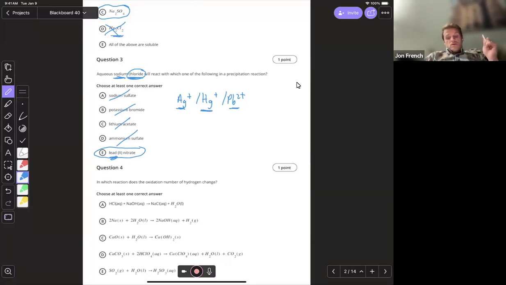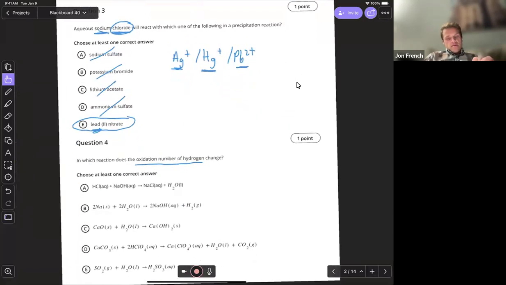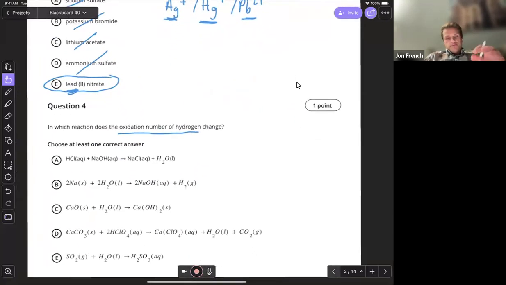All right, question 4. Question 4 is a tricky question. It is a little bit harder than the other questions we've looked at so far tonight. In which reaction does the oxidation number of hydrogen change? To answer this, we could assign oxidation states to everything in this reaction, and I'll do that for the first choice, but then after that, I'm going to give you a shortcut to look for.